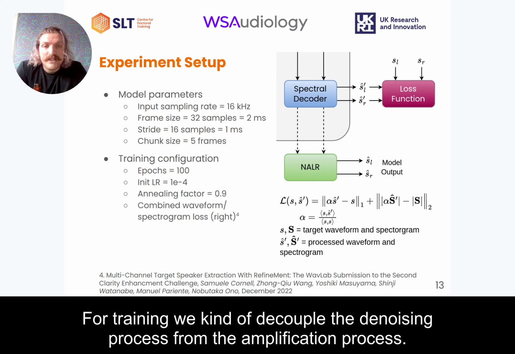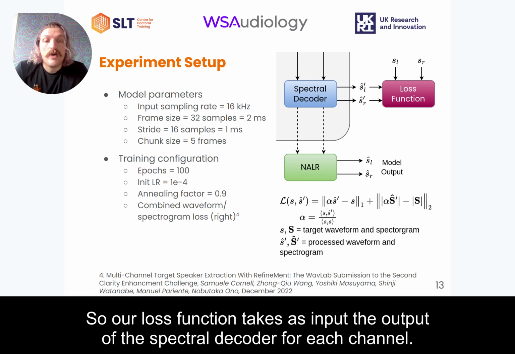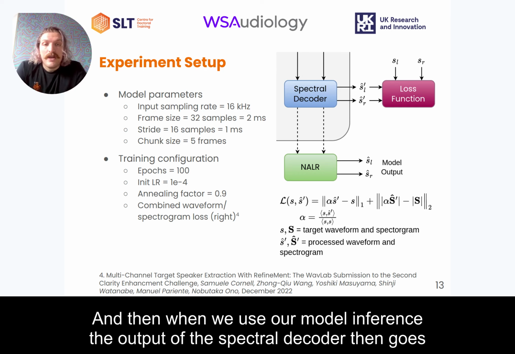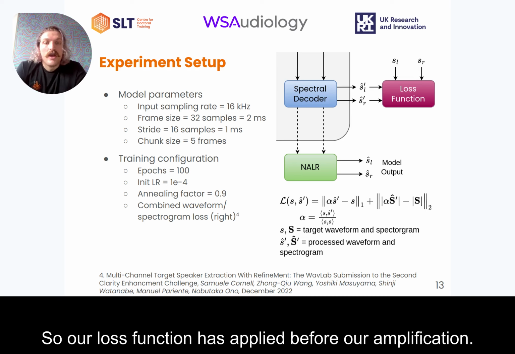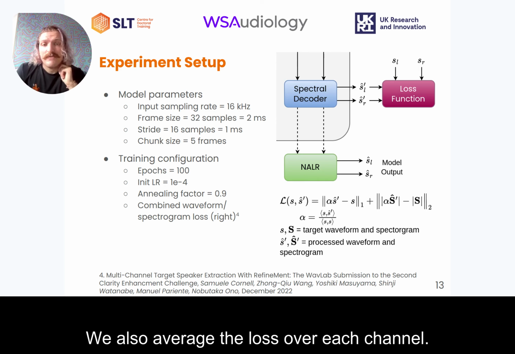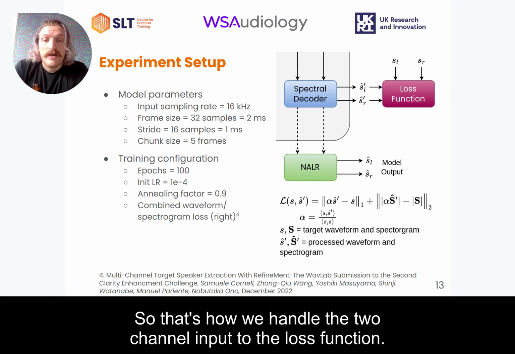For training, we decouple the denoising process from the amplification process. So our loss function takes as input the output of the spectral decoder for each channel. But then at model inference, the output of the spectral decoder goes through the NAL-R amplification, which is fixed amplification for each listener. So our loss function is applied before our amplification. We also average the loss over each channel. So that's how we handle the 2-channel input to the loss function.